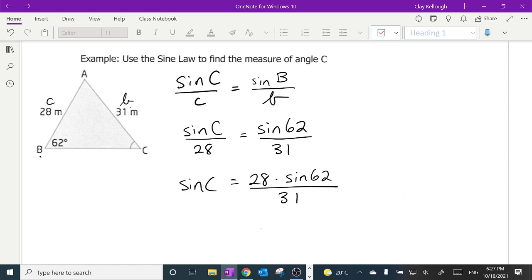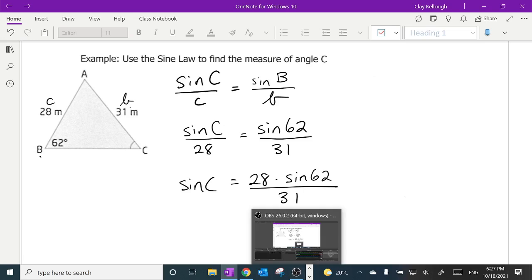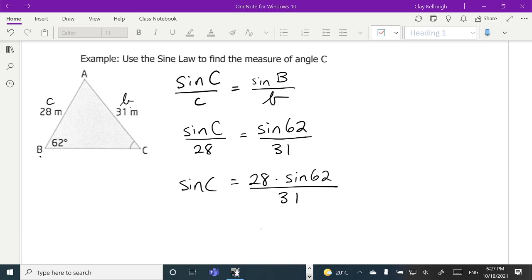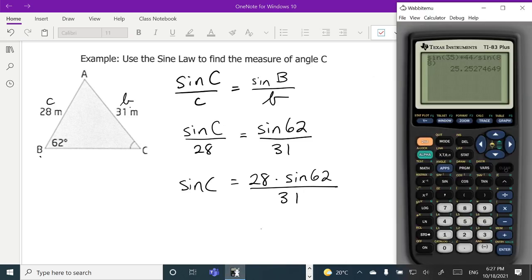And let's punch buttons. Okay, let me go back to that calculator. There we go. Clear the last thing. And 28 times. Now, if anybody has the kind of calculator where you have to put the number on the screen and then hit sine, make sure that you know how to do that. This type of calculator, you have to hit sine first, 62, and then close that bracket, divide by 31, and hit equals. And there we go.